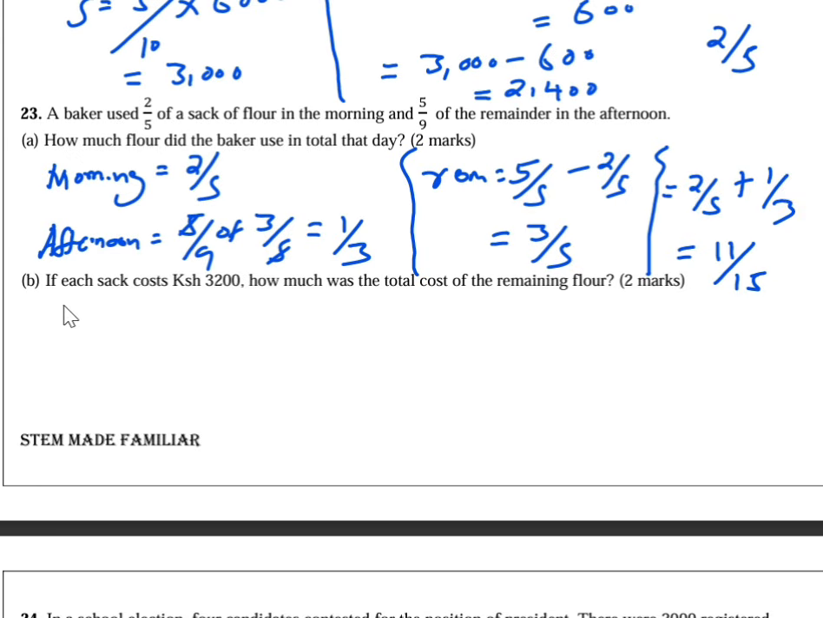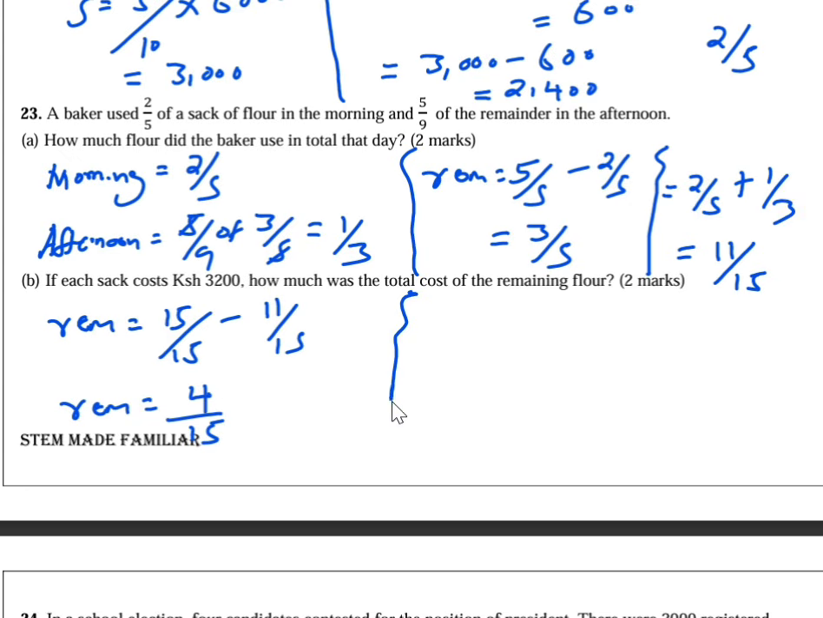Part B. If each sack cost 3,200 shillings, how much was the total cost of the remaining flour? So remember how do you get the remaining flour? The remainder: we said he used 11/15 the whole day. To get the remainder, you pick the denominator, which is 15/15 minus 11/15 to get the remainder. So the remainder will be 15 minus 11, which is 4/15.